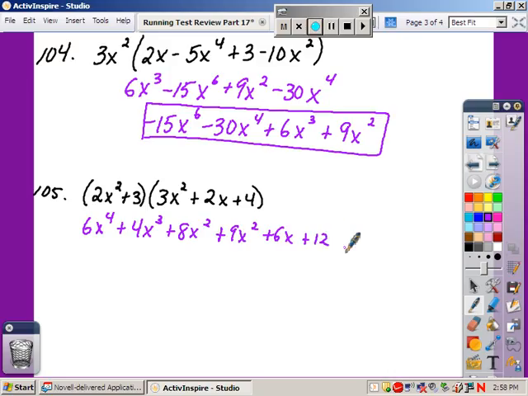So I got to write it in standard form and combine like terms. The only like terms I see are the 8x squared and 9x squared. And if you look at it, they go right down the line in standard form. So combine that one thing. Eight of them plus 9 of them is 17. And this is the final answer.